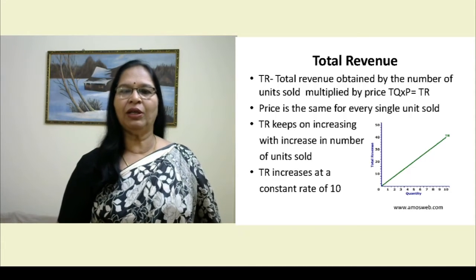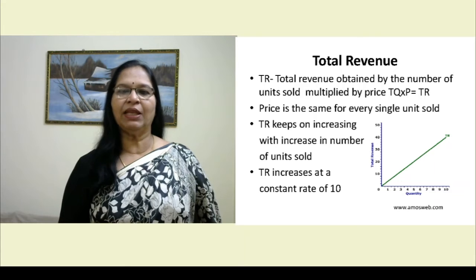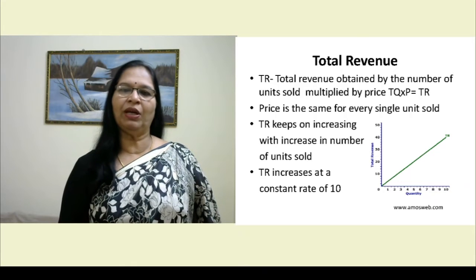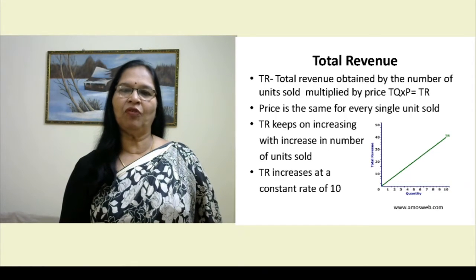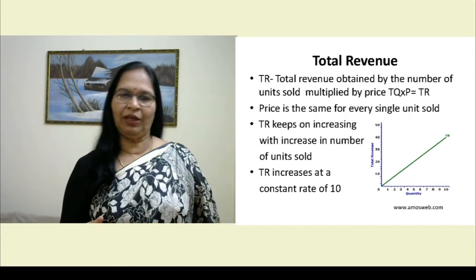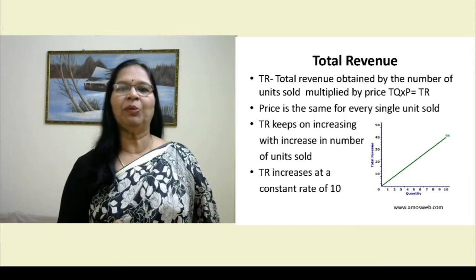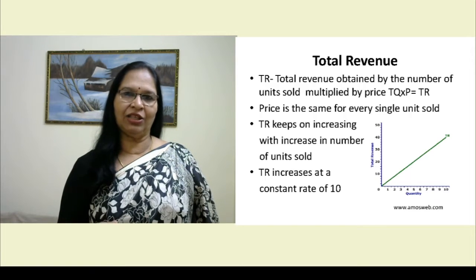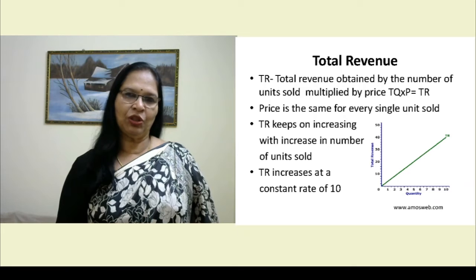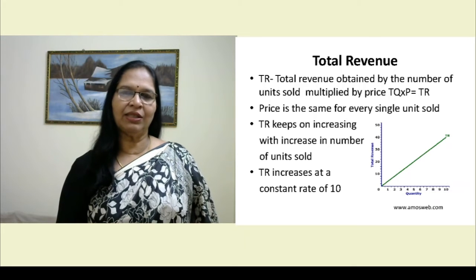Now, if we draw a diagram, we can see it has an upward sloping curve. That means as the number of units sold increases, the total revenue of the firm also increases. That is in the condition of perfect market, where the price of the product is taken as constant at 10. So the total revenue curve rises at a constant rate.